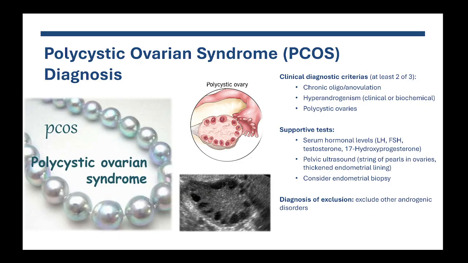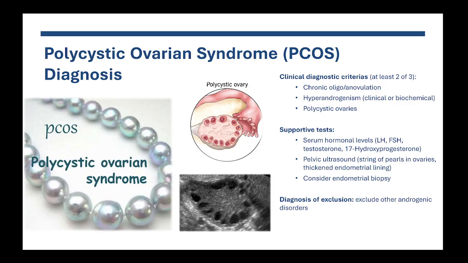So how do we prove all that? Well, you can test for serum levels. You can test for the testosterone androgens. You can test for progesterone and show that they have a low level of progesterone. And then you can test for LH-FSH to show that there is an increased ratio. Very important to do a pelvic ultrasound, and that will show the presence of these small cystic follicles at the surface of the ovaries that gives it an appearance of a string of pearls.